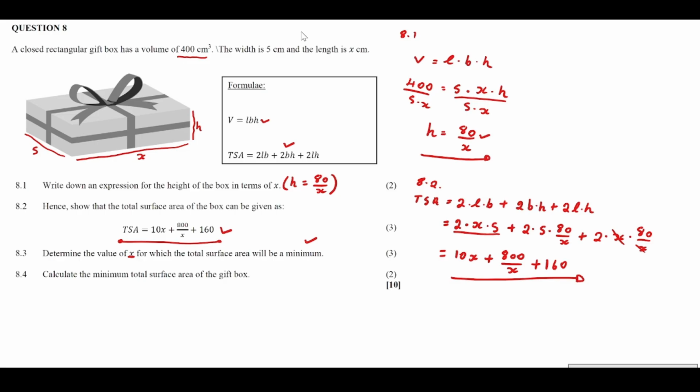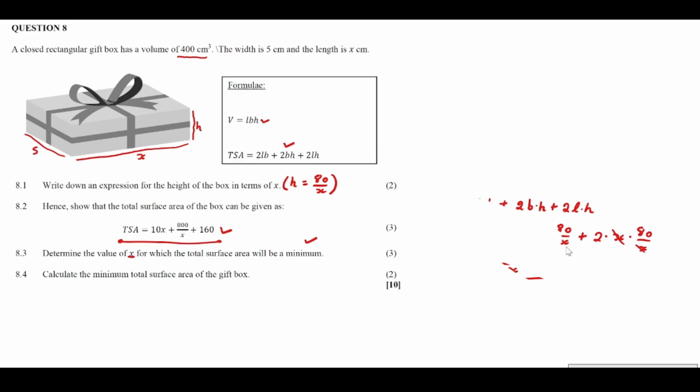Okay, so I'm going to clear up some space here so that we can do 8.3. All right, just change that and have 8.3 here. So they say that determine the values of x for which the total surface area will be a minimum.